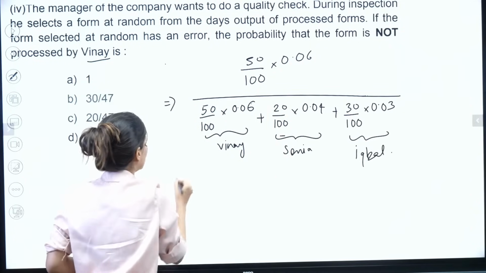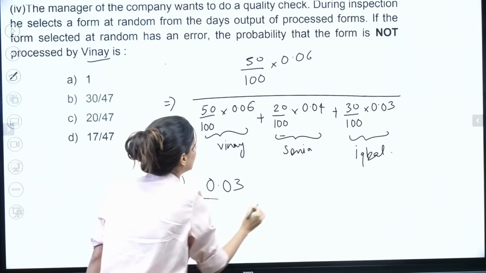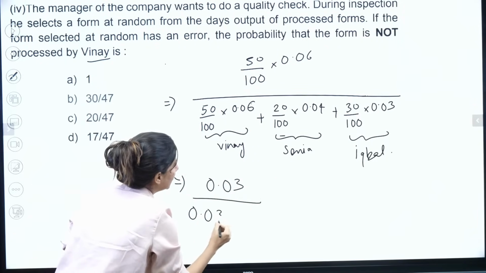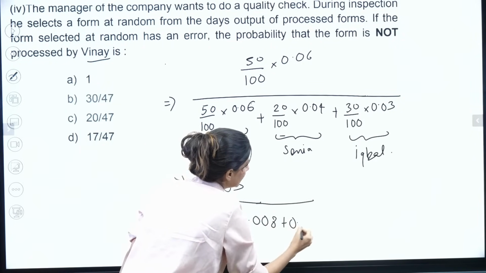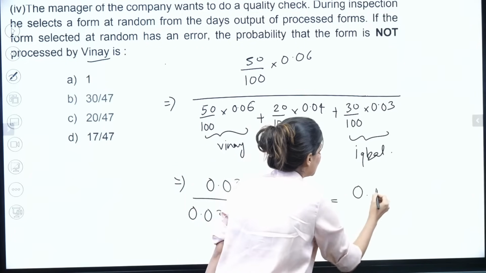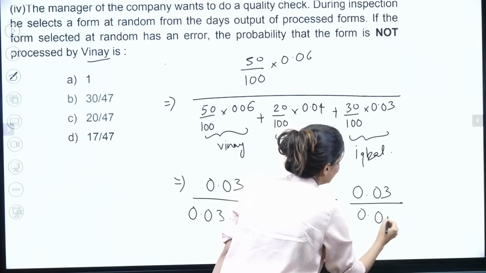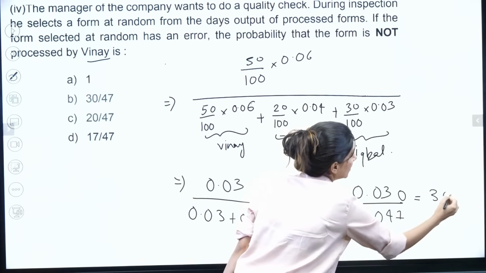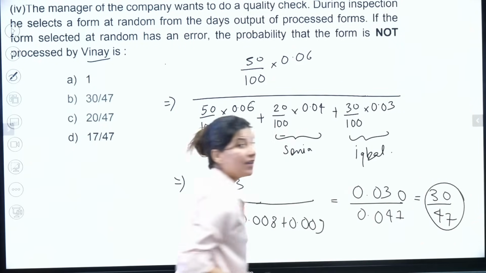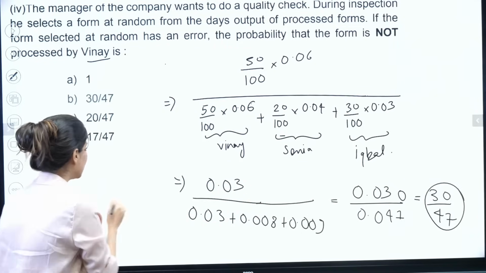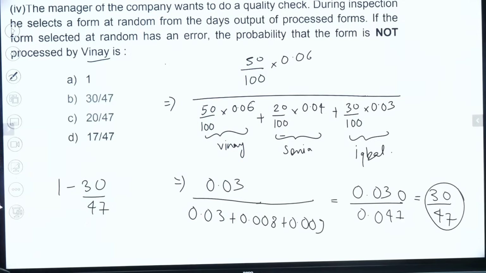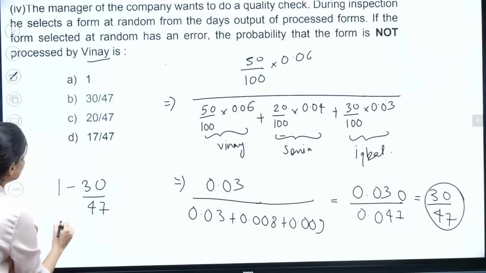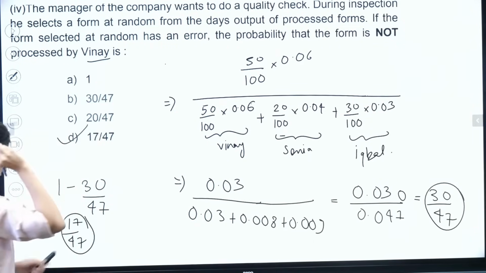So this is actually going to be 0.03 upon 0.03 plus 0.008 plus 0.009. So this is going to be 0.03 plus 0.047, so this is going to be 30 upon 47. This is the form processed by Vinay. But the form not processed by Vinay will be 1 minus that, so this is going to be 17 by 47 as the correct answer. 17 by 47 is option D.